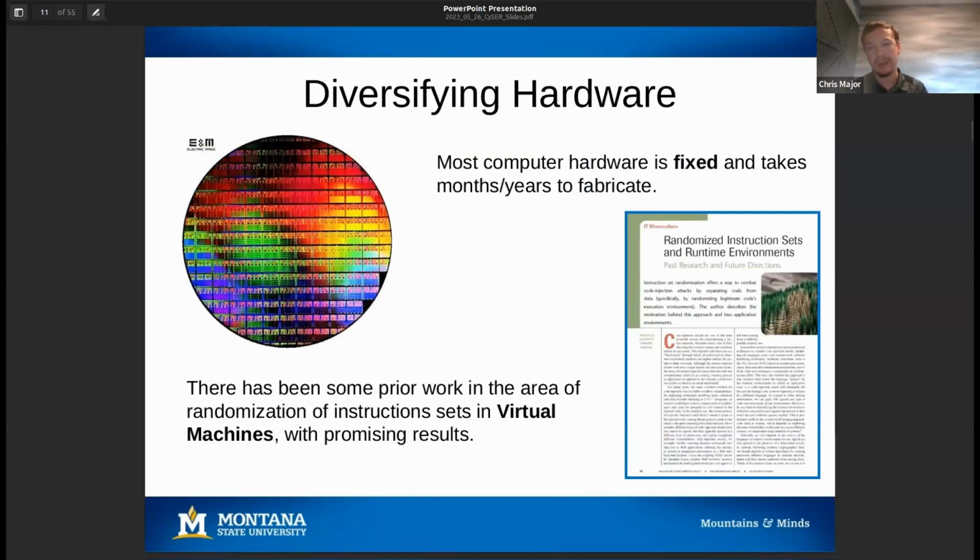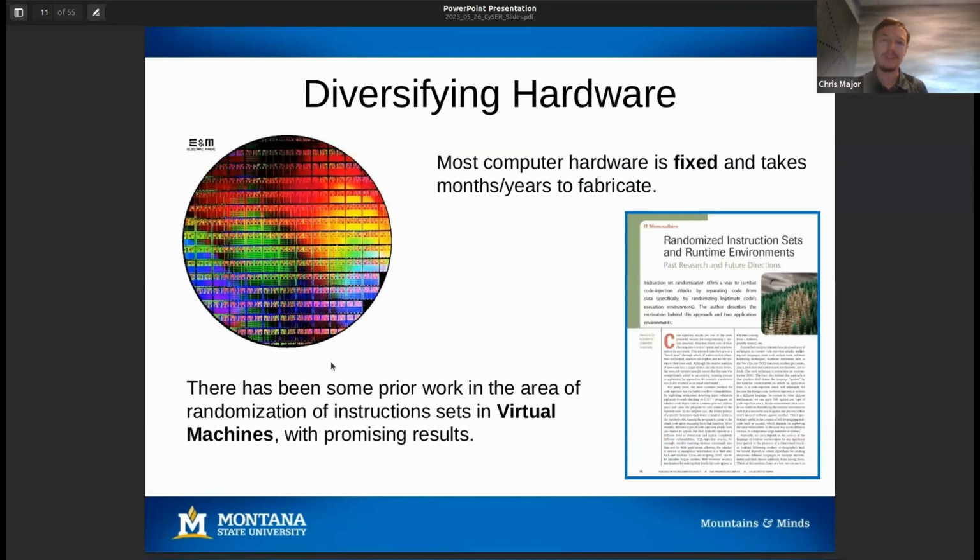The problem with hardware is that computer hardware is fixed and it takes months, if not years, to fabricate. So taking anything from a basic circuit design all the way to a VLSI design and then getting it sent to fabrication for manufacturing, it's a long and lengthy process, and it's very permanent. Once an IC is built, that's the way it's built. It's not changing ever.